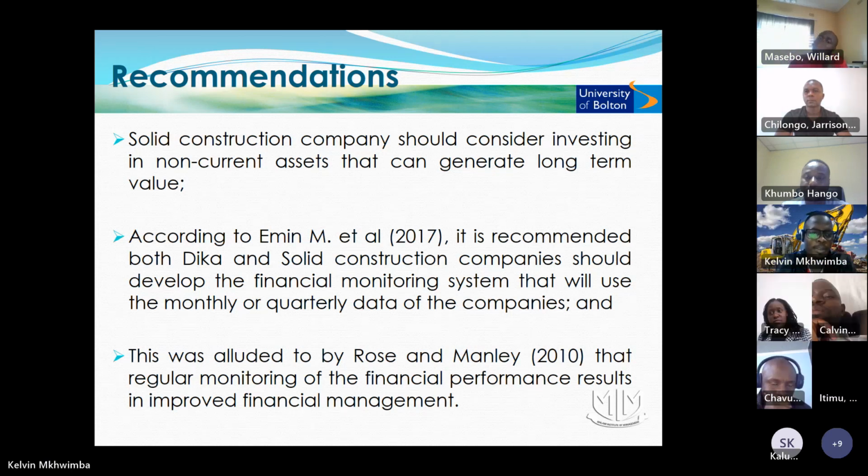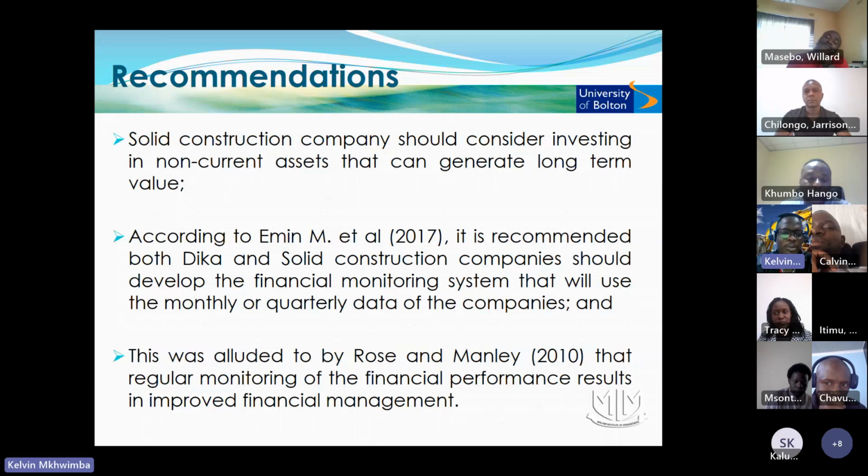So after all has been said and done, I need to look at the recommendations, like what do we now tell the company to do? All right. Road construction, as a company, it's very important to strike a balance between current assets and non-current assets. They should consider investing in non-current assets because we need to balance between the liquid and the illiquid assets, because in the long run, we need to meet our long-term needs through the non-current assets.